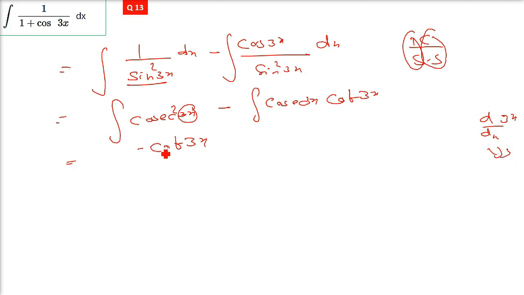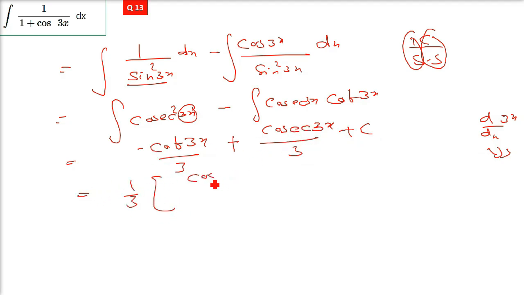Now the differentiation of 3x is 3, so you have to divide it by 3. Here also the same thing. Cosec x cot x has a direct result: integration of cosec cot is minus cosec, so with the minus it will be plus cosec 3x. Again, you have to differentiate 3x, so divide by 3. Plus c. So 1 by 3 we are taking outside. I'm taking cosec 3x first now, because we wouldn't like negative to be in front. So minus cot 3x, and this is the constant of integration. This is your whole solution.